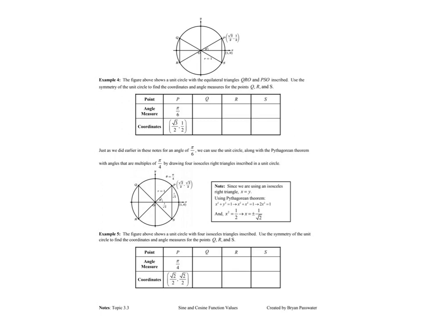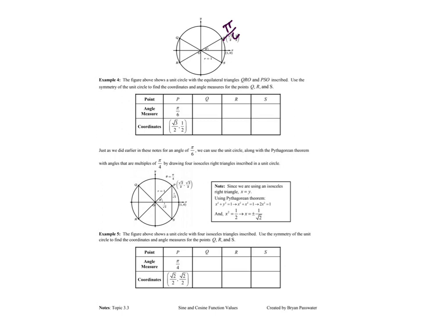Y'all ready? This is example 4. Okay, we're going to cut this circle into pi over 6s and use symmetry to find these values. So where do you think Q is going to be located? If P is at pi over 6, 5 pi over 6.